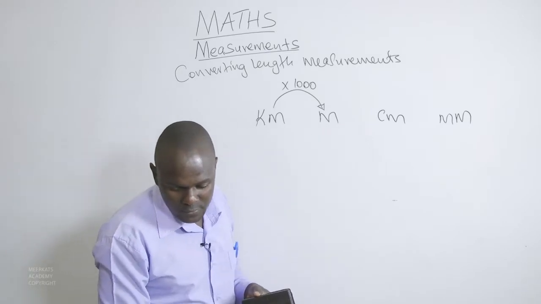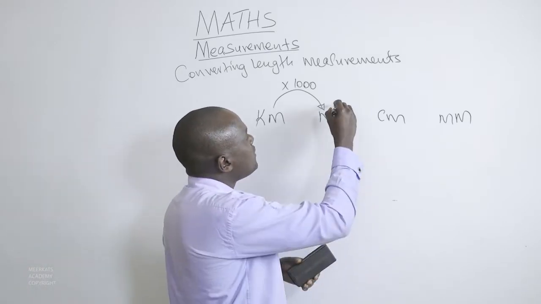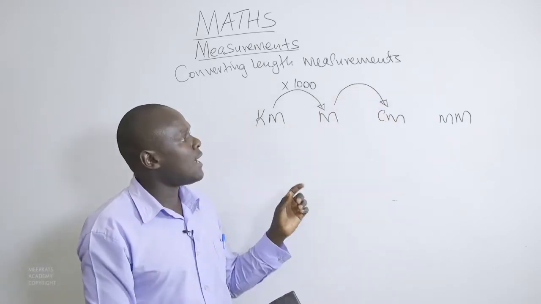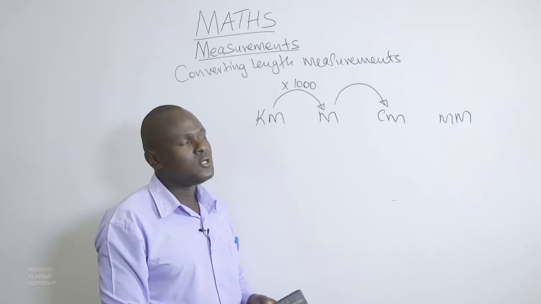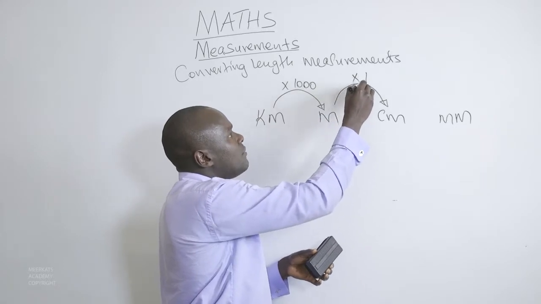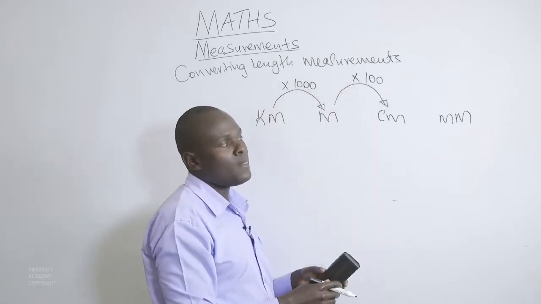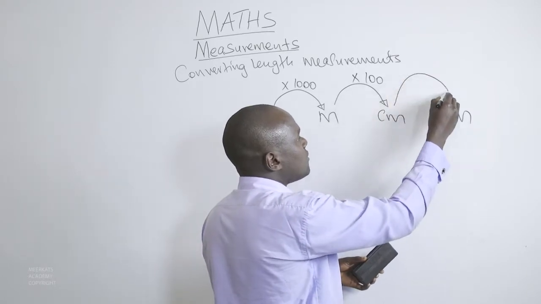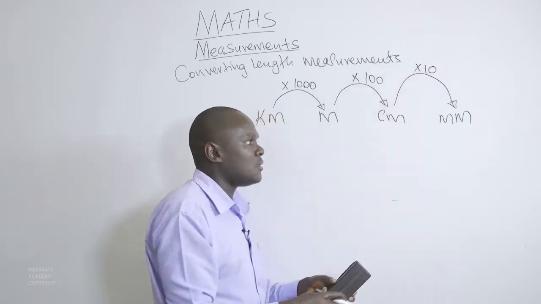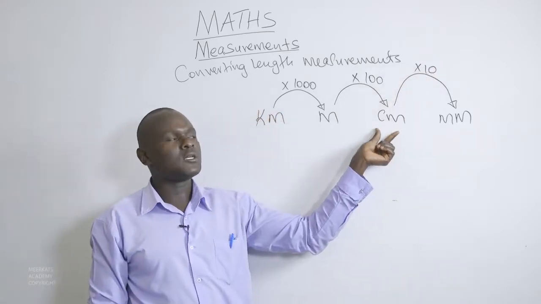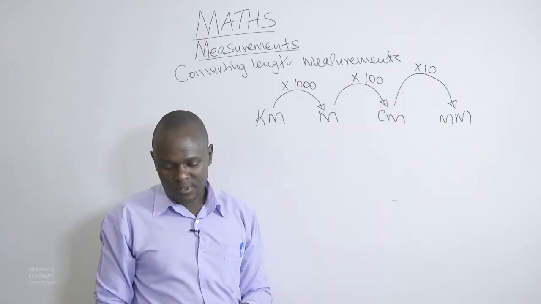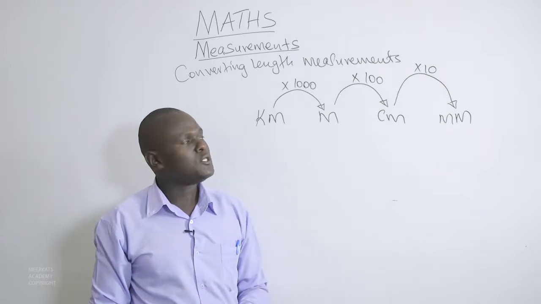Then when you want to convert from meter to centimeter, we know that 1 meter is equivalent to 100 centimeters. So conversion from meters to centimeters, it means we are going to multiply by 100. Then from centimeters to millimeters, we are going to multiply by 10, because 10 millimeters make a centimeter. Converting from centimeter to millimeter, we multiply by 10 to get the millimeter. The reverse can also be true.